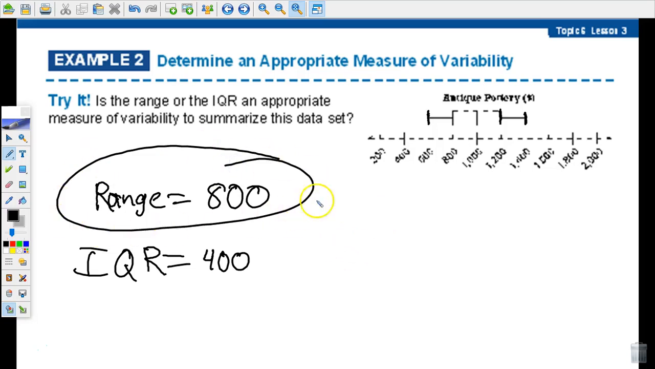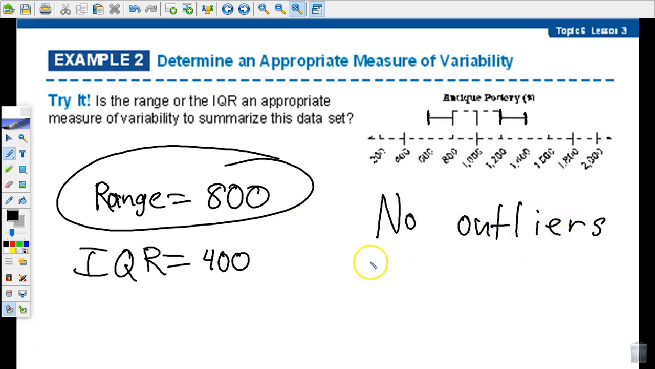Why? Because there's no outliers. No outliers to skew the data. Okay? If there was an outlier to skew the data, then we would choose the IQR. But there's no huge 2000 or really small 200 to make it look worse. Okay? There's no outliers, so we use the range. Right, let's move on.